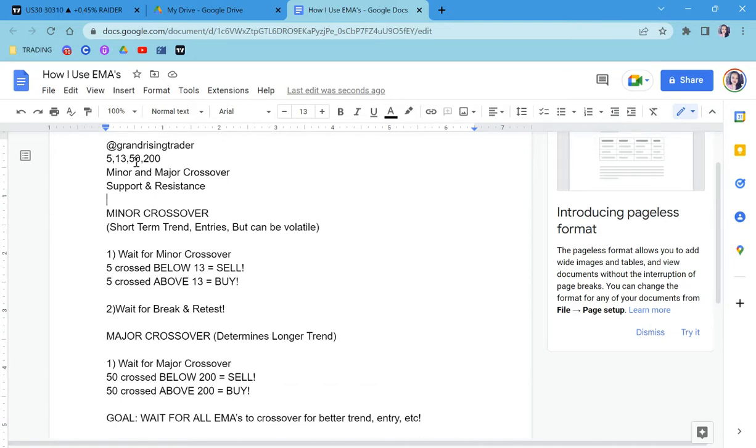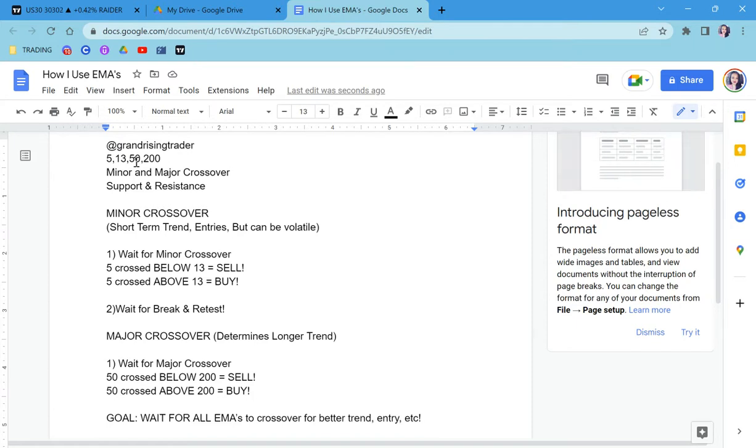So, for those that are not familiar with EMAs and how to use them, I'll just briefly talk about it. I'll do a better video next time. But basically, with the minor crossover, we're looking at the 5 and 13 EMAs. So the minor crossover is more like a short term type of trend. Typically, I use this for entries, but it can be very, very volatile, meaning that it can be affected by the price a lot. So it is useful, but to a certain extent. And I'm only going to show you guys some of the stuff that I use for it specifically, because there's more that I do with EMAs in general.